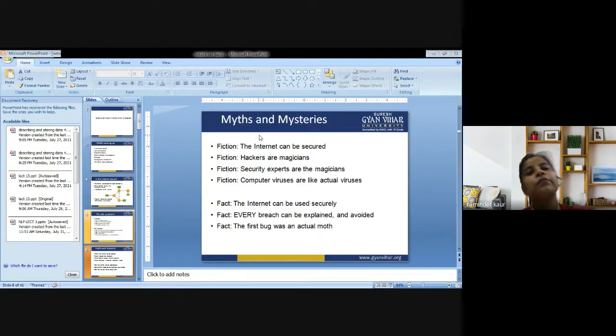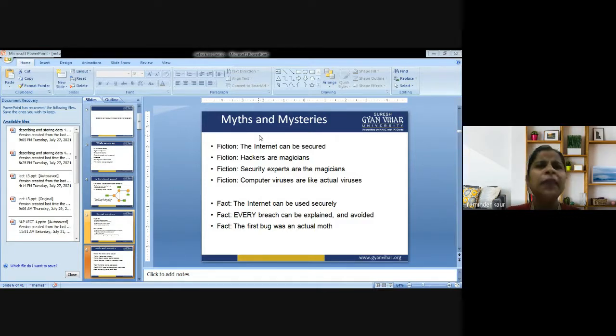So next is various myths and mysteries. The fiction one is, internet cannot be secured. It is just a fiction. But the fact is, internet can be used securely. How? If we are able to distinguish between HTTP and HTTPS.